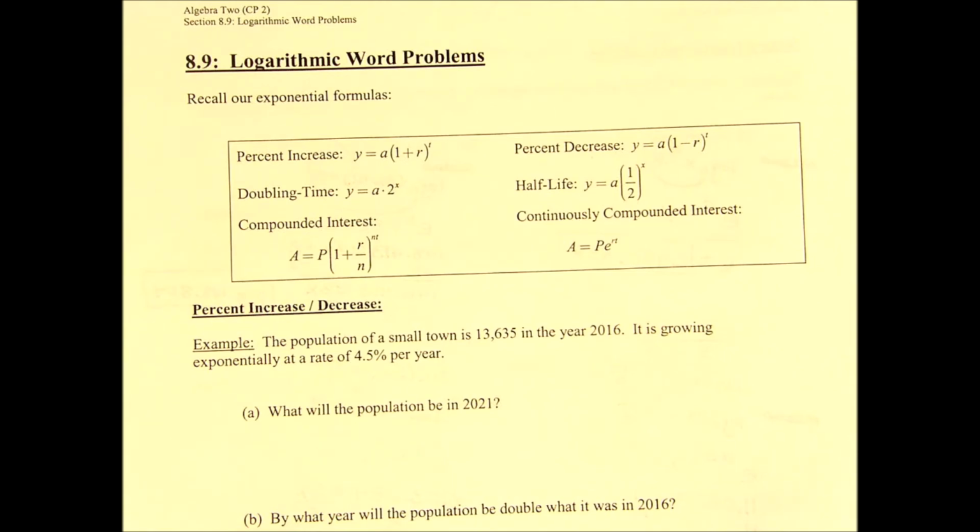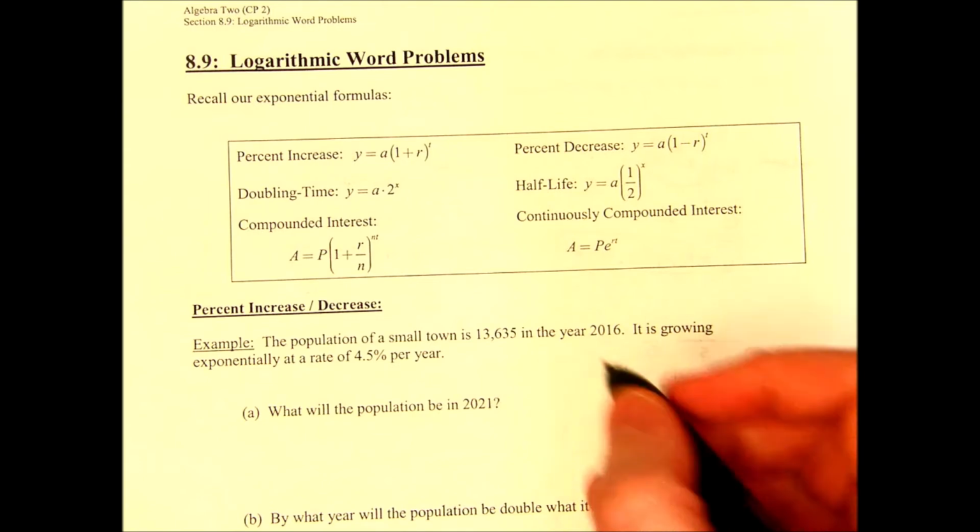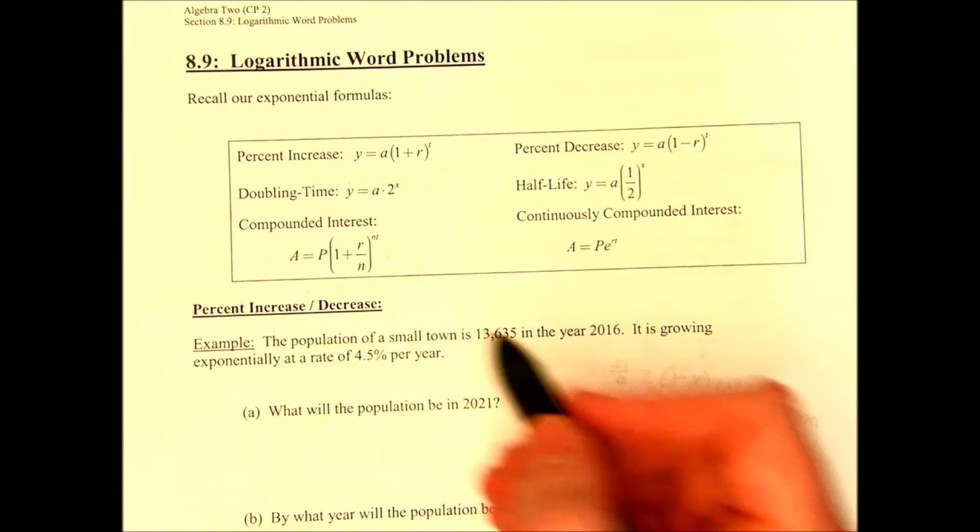The population of a small town is 13,635 in the year 2016, growing exponentially at a rate of 4.5% per year. In part A, we're asked, what will the population be in 2021? Well, this is absolutely no different than what we did earlier in the unit.